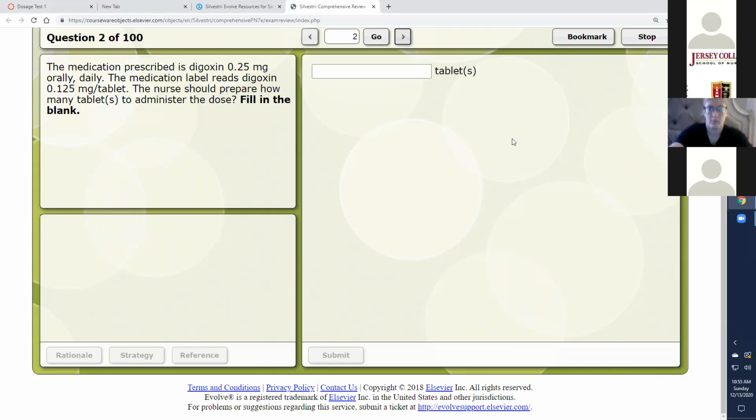Let's look at this one, okay? Just because this one is a little bit tricky. So what we have prescribed is digoxin 0.25. So that's our desired dose. What we have on hand is 0.125. So you just have to take your desired dose and divide it by what you have on hand. And in this case, you're going to multiply it times tablets, because your tablet is that vehicle that's going to bring it into the body.